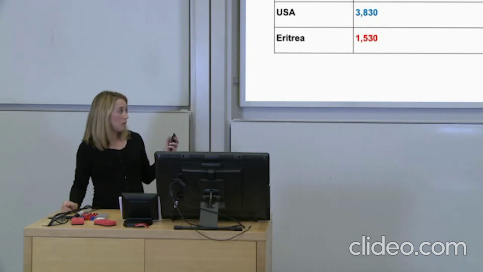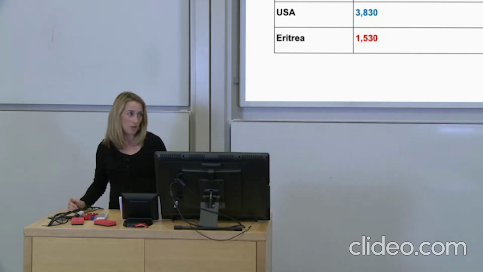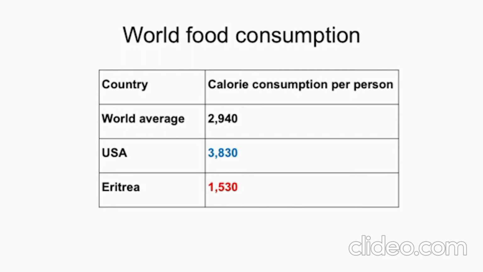You can see clearly from this table that the consumption of food per person is lower in some countries than in others. Much lower, in fact. In the USA, the average person consumes 3,830 calories per day. Some consume more, some consume less, but the average figure per person is 3,830 calories. That's more than enough. In Eritrea, it's only 1,530 calories per day. Less than half as much.